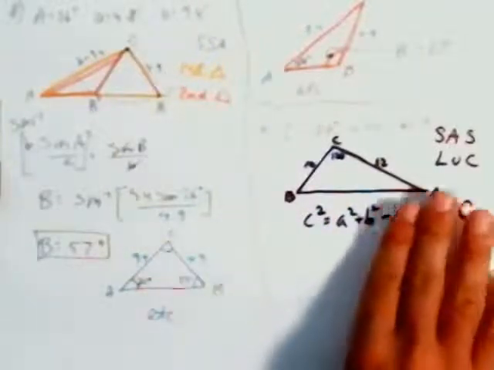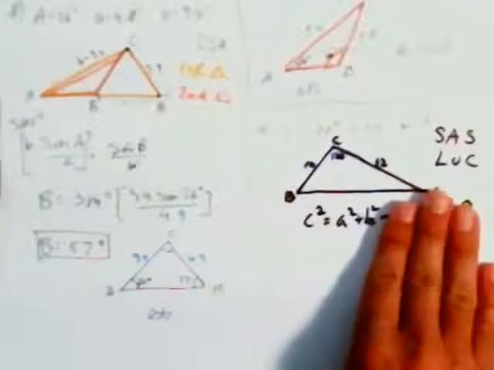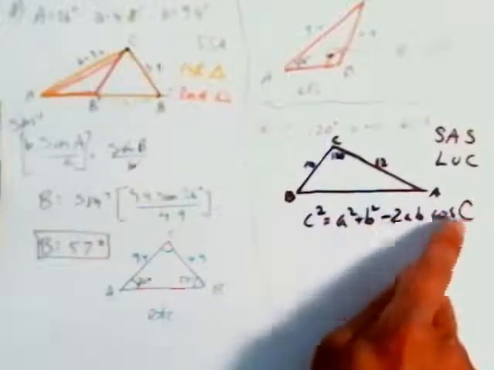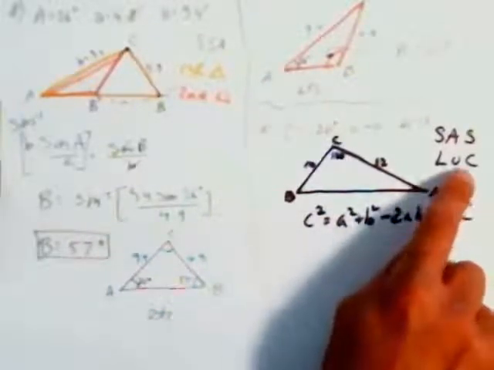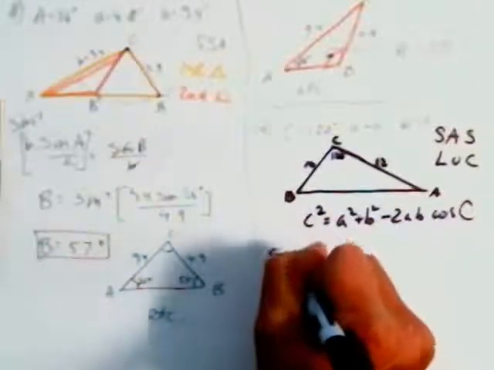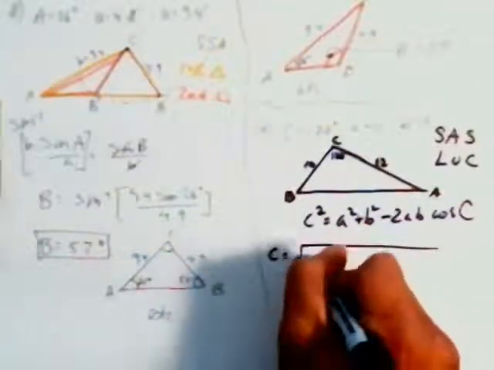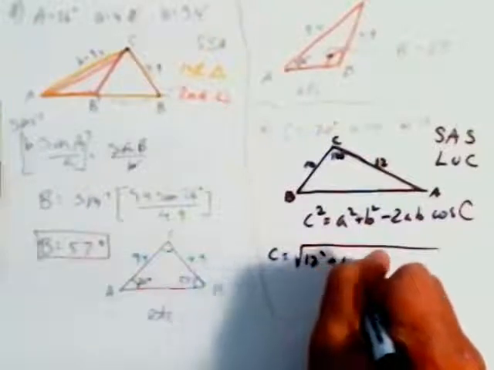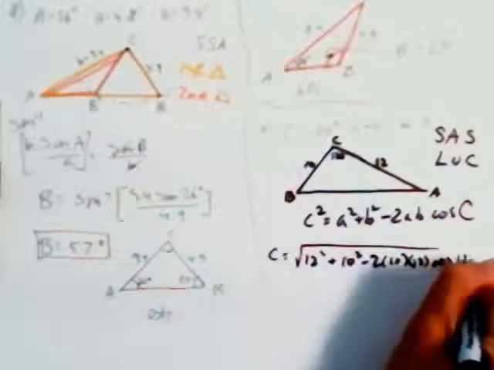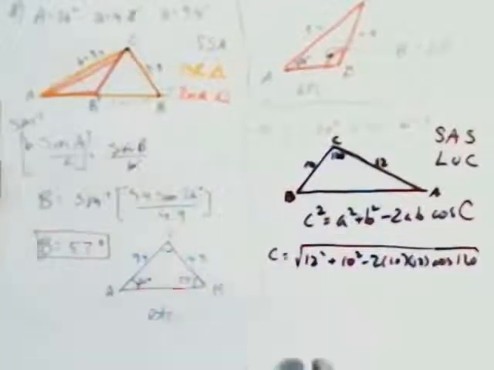Did you get that, guys? c squared equals a squared plus b squared, just like the Pythagorean theorem, except it's minus 2ab times the cosine of that angle. Notice that with the law of cosines, you have to use cosine right there. So c is equal to the square root of 12 squared plus 10 squared, minus 2 times 10 times 12, times the cosine of 120 degrees. I'm not going to do the calculation for you, but you can do it on your own, get your answer.